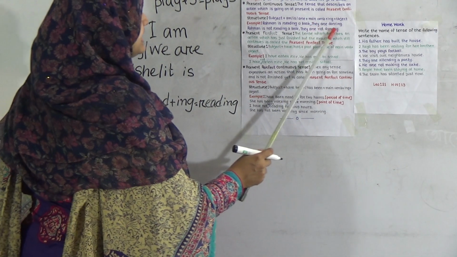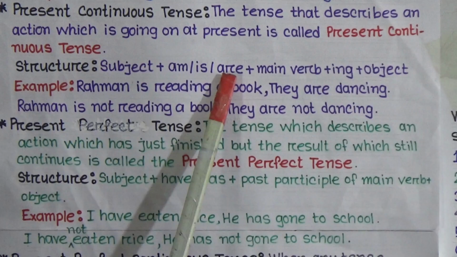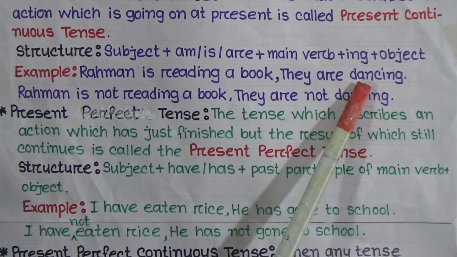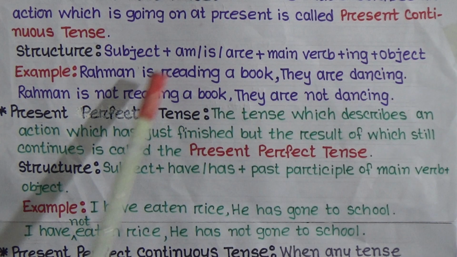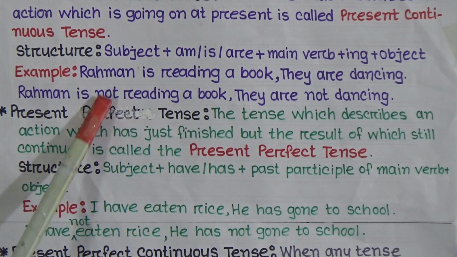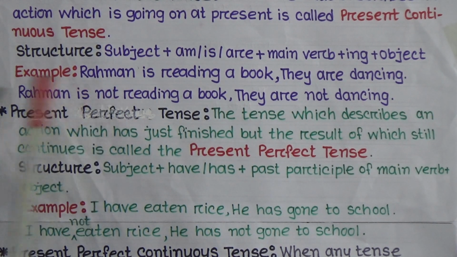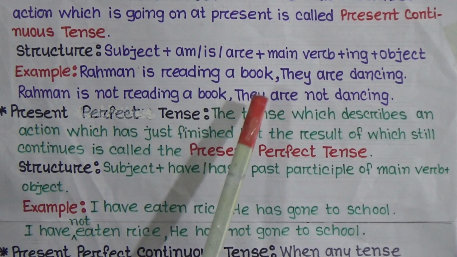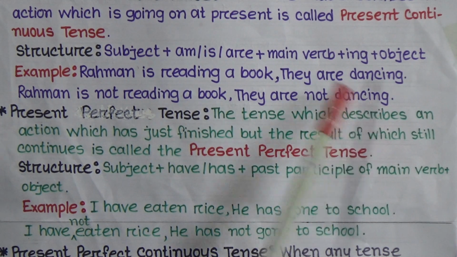Next example, they are dancing. They here indicates plural, more than one. That's why we have to choose the verb are from am, is, are. Then we have added ing with the verb dance. Dance will be dancing. They are dancing. And if we want to make it negative, then we have to add not. After using the verb, we have to add not. Rahman is not reading a book. And for this sentence, if we want to make it negative, we have to write they are not dancing.